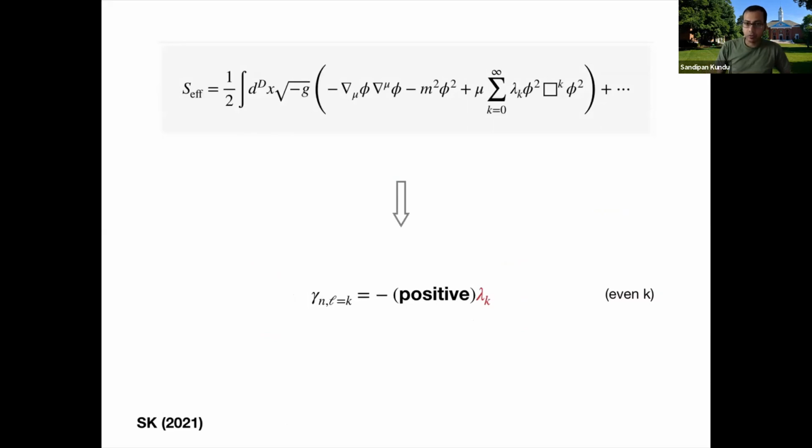So for the theory that we are studying, the dual is basically a slightly deformed generalized free CFT where the double trace operators now have this anomalous dimension. So the spin k anomalous dimension is proportional to lambda k over here. So that's a precise relationship at tree level.